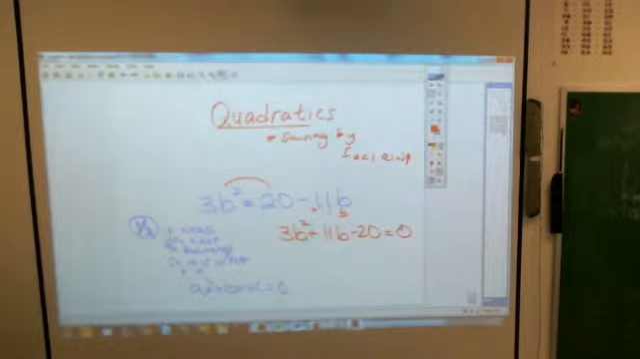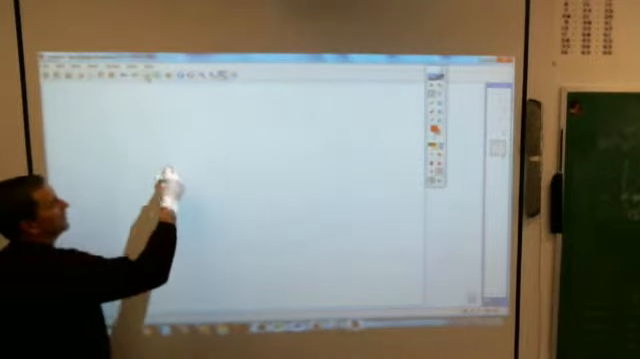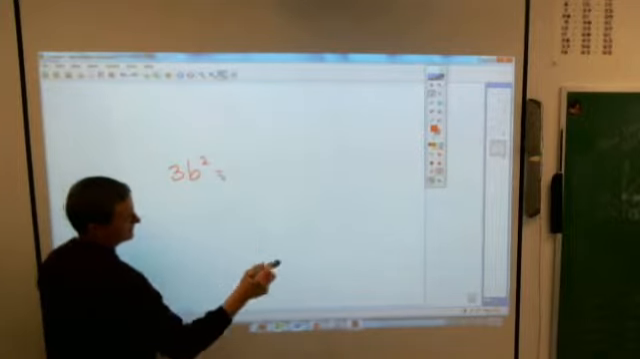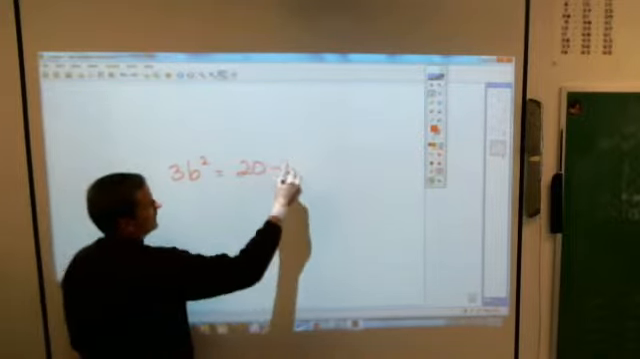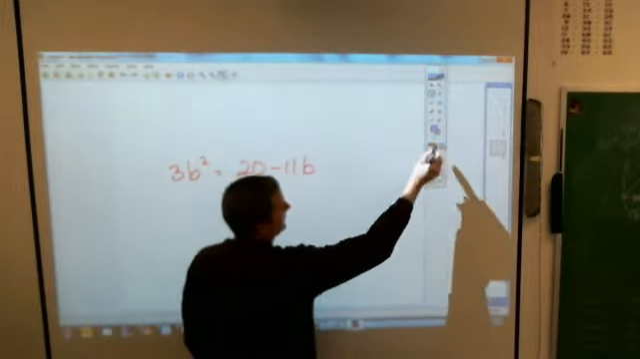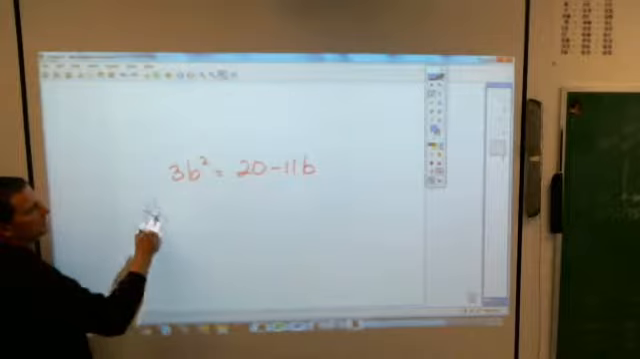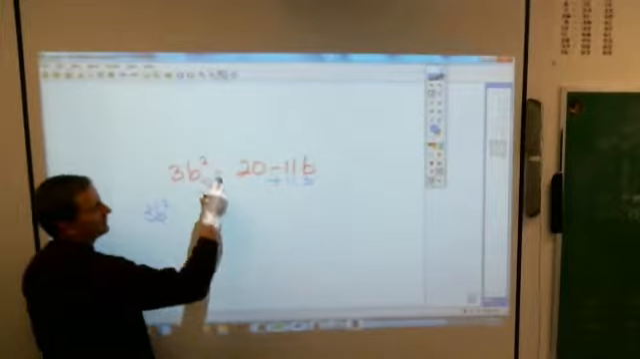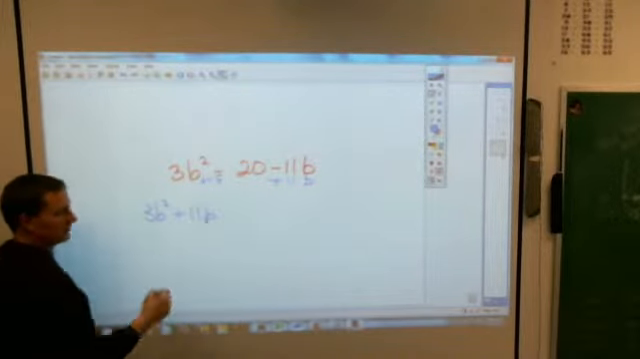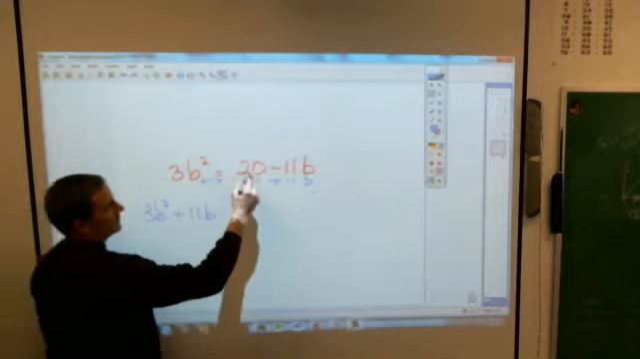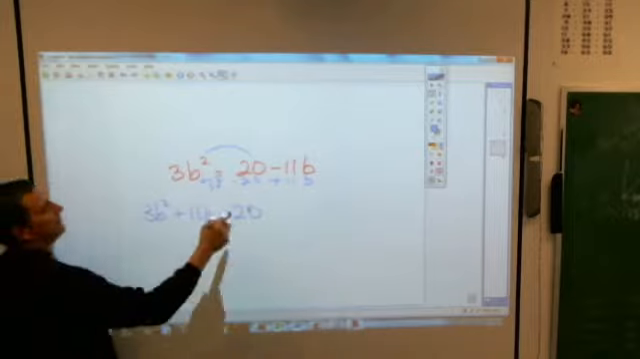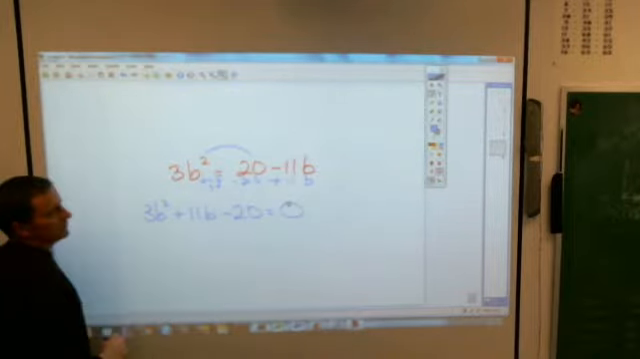Should I do that in a more organized fashion? Yes. All right. Here we go. 3b squared equals 20 minus 11b. My 3b squared is already here. I'm going to add 11b, and I need to add 11b there, so I get 11b because they're not like terms. I then need to subtract 20 to move it to this side, and that puts it over here. Again, not like terms. Nothing is left on this side of the equal sign, so it equals 0.